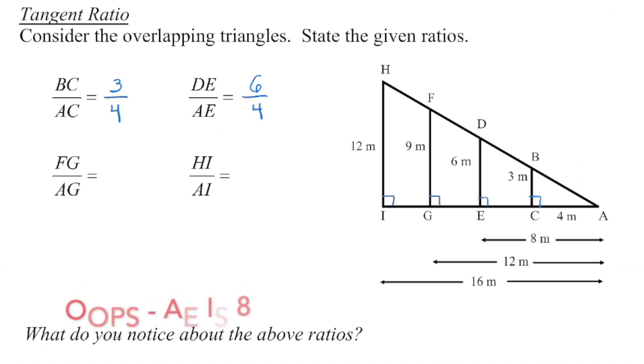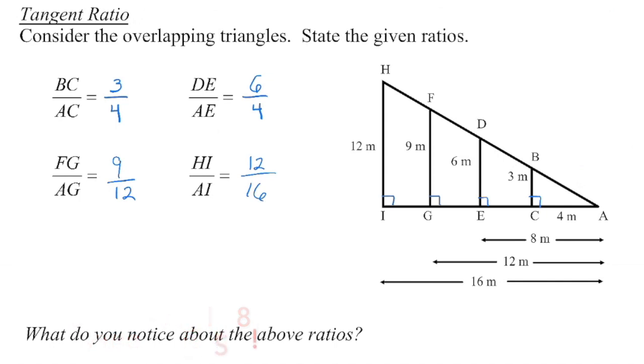My third triangle is the next one I'm looking at. FG is the height of that triangle at 9 meters, and AG is the base of that triangle. I've gone down here a little bit, so from here to here is 12 meters. We can fill that in. And then my largest triangle, HI has a height of 12 meters, and if I go down here, this is the base of that large triangle at 16 meters. So my ratio is 12 to 16.